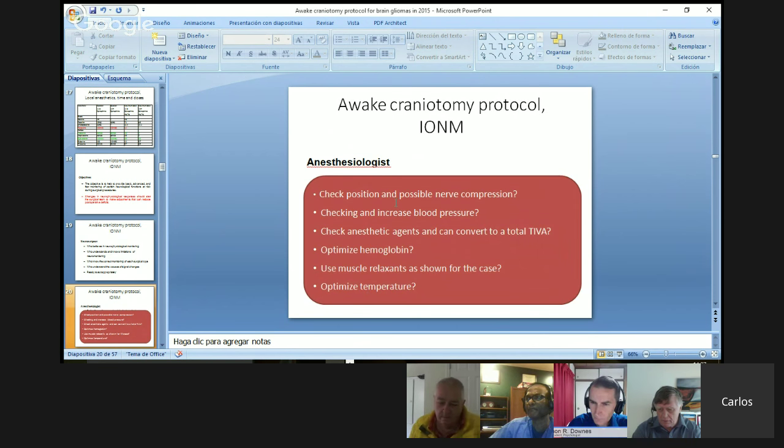We need an anesthesiologist who checks the position and possible nerve compression, checks and increases the blood pressure, checks anesthetic agents and can convert to a total TIVA, who optimizes the hemoglobin of the patient, who uses muscle relaxants as indicated for the case, and who optimizes the temperature of the patient and the environment in the OR.